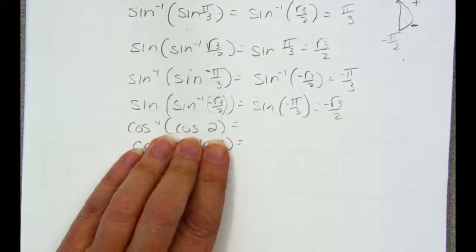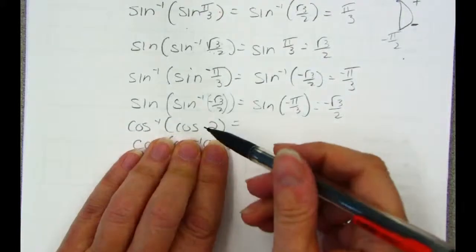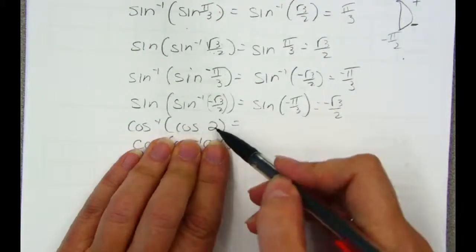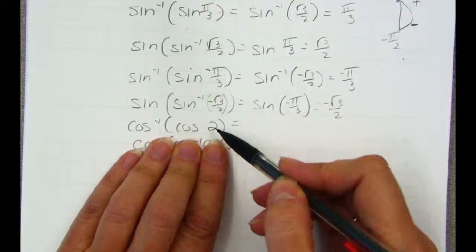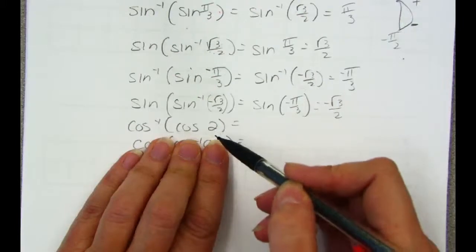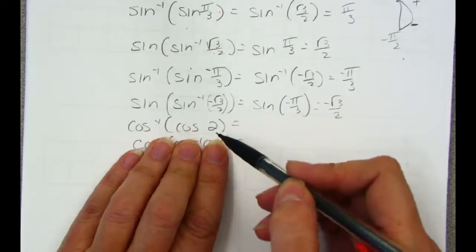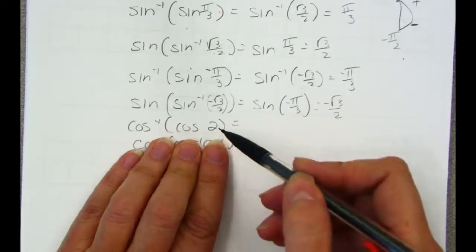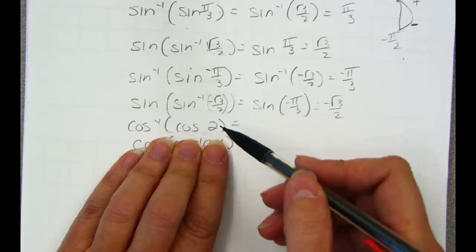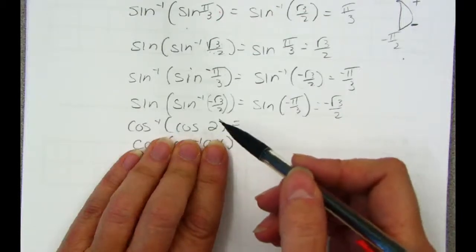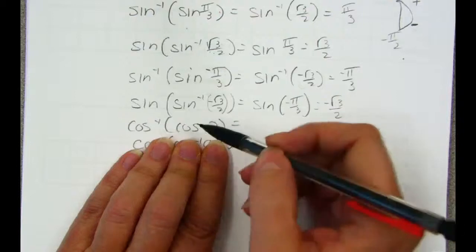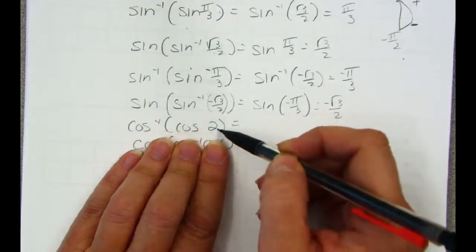This one here is cosine of 2. Is that an inverse? No. So that's an angle measurement. Where does the angle measurement 2 lie on my unit circle? What quadrant? It's an angle measurement because it's not an inverse. That's my theta. My theta is 2.